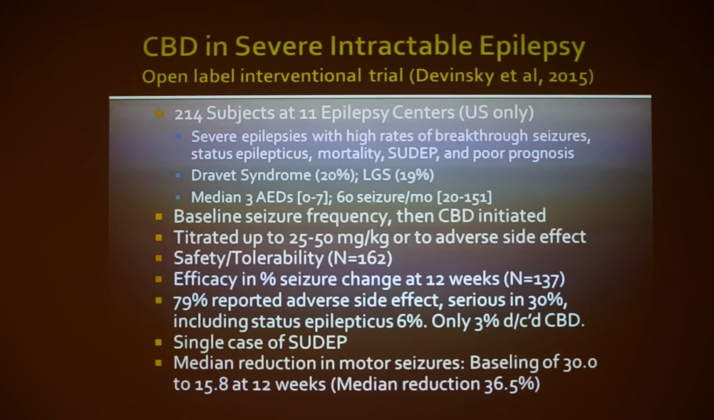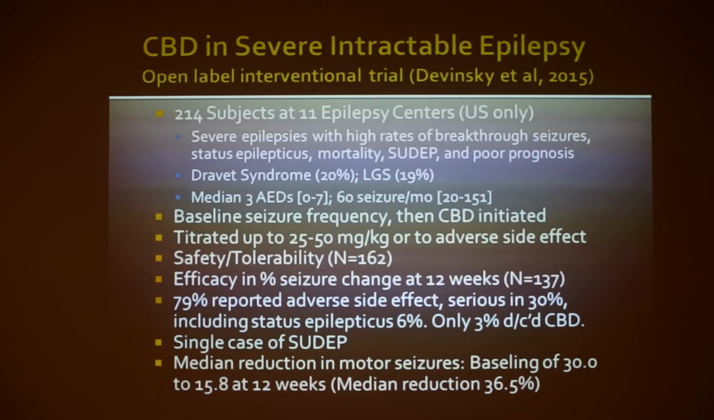This was a multi-center study looking at 214 patients with severe epilepsies. These are generally children and young adults who are on an average of 3 anticonvulsant medications and suffer an average of 60 seizures per month. This is not your typical outpatient clinic practice. They were titrated up to 25 or 50 milligrams per kilogram of 99% pure cannabidiol provided by GW, which is the sole manufacturer of research-grade cannabidiol in this country. Safety and tolerability data were available for 162 of these patients, and efficacy was reported in a large majority of them at 12 weeks.